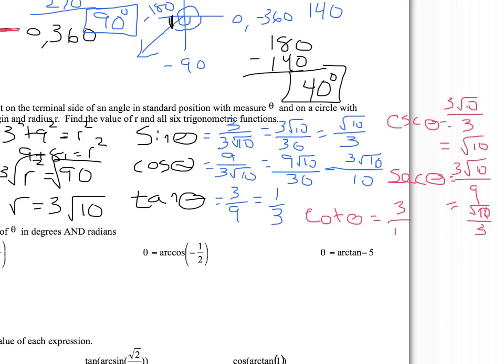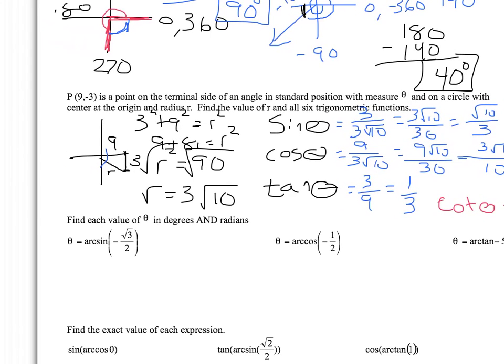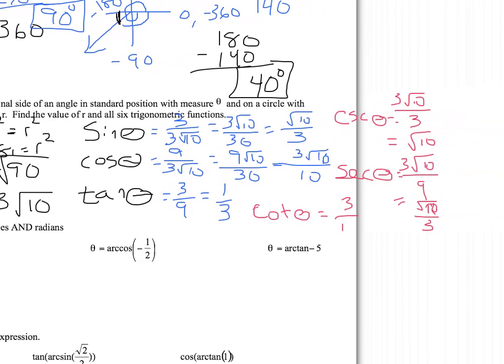One step that a lot of people forget to do in this particular problem is to be able to tell me where things are positive and negative. Now I'm in quadrant 4. In quadrant 4, cosine and its reciprocal are positive. Everything else is negative. So I'm going to stick a negative sign next to sine, cosecant, cotangent, and tangent. Cos and secant will remain positive.